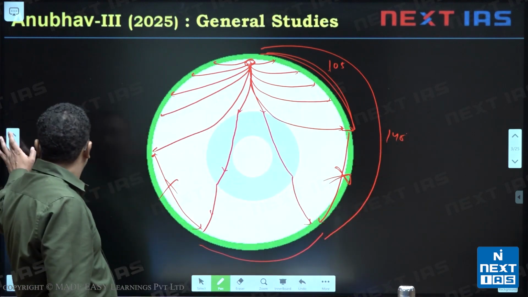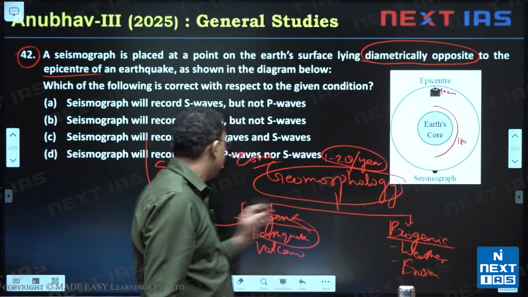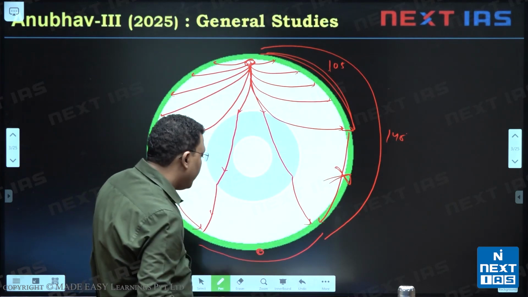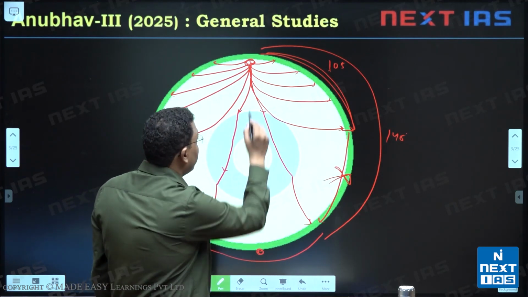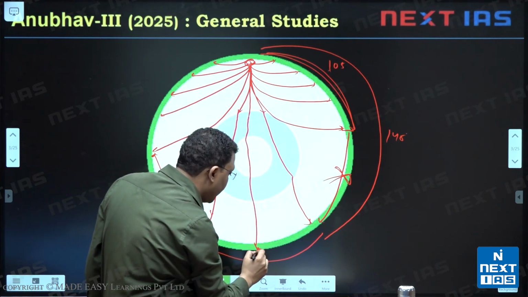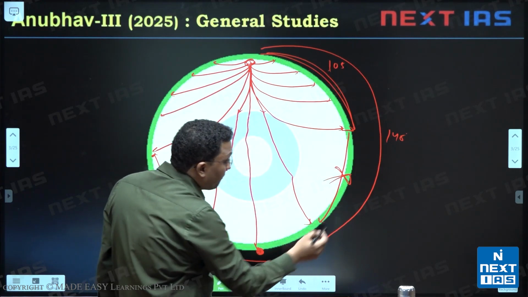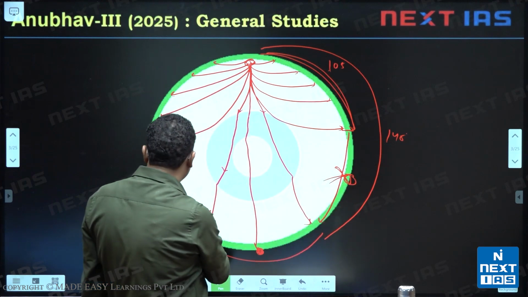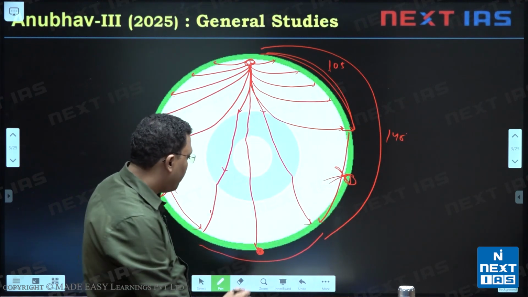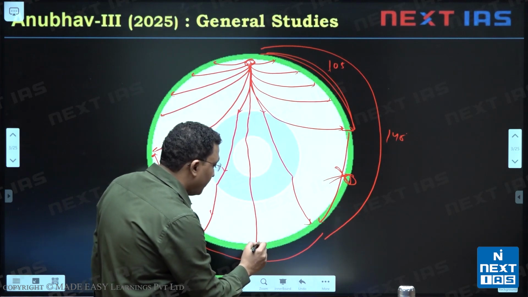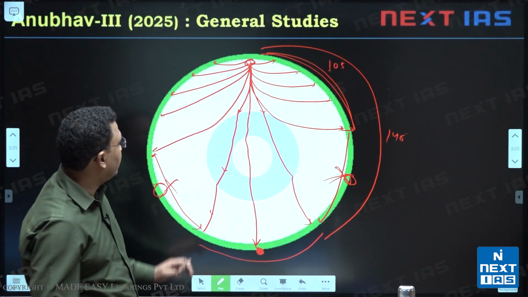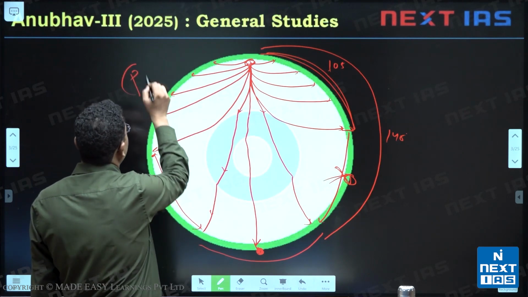In our case the seismograph is placed here, so the P wave will be reaching here and will be recorded by the seismograph. If the seismograph was placed here or here, the P wave would not have been recorded. But our seismograph is placed here, so the P wave will be recorded. So this is the condition regarding the P wave.